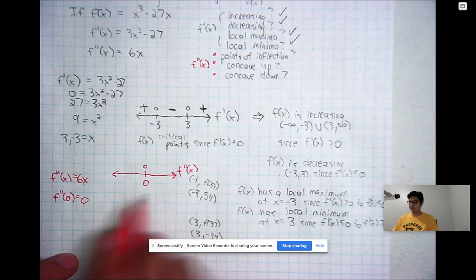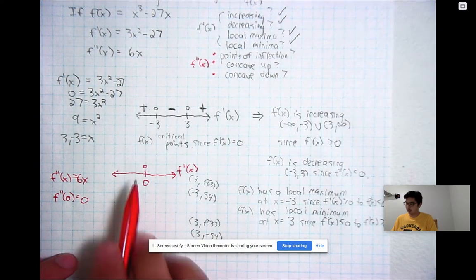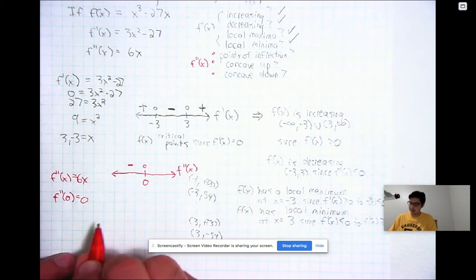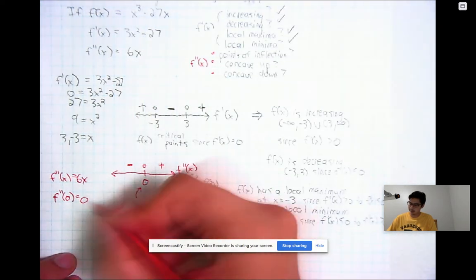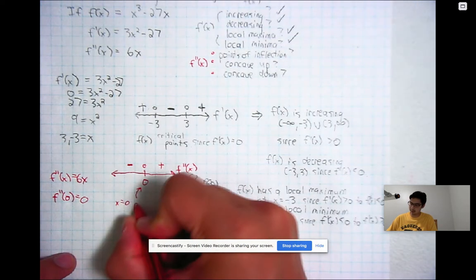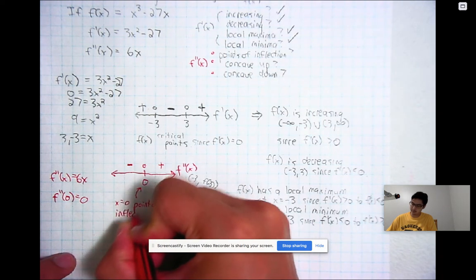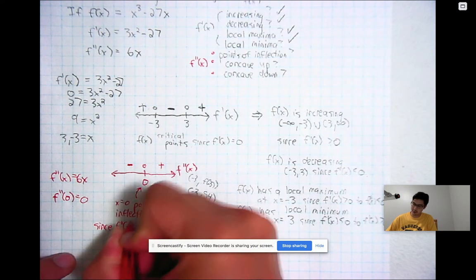Now, is that a point of inflection? Now, remember, point of inflection means it has to change signs. So what's happening to the negative? Well, 6 times a negative number would be negative, and 6 times a positive would be positive. So that, in fact, at x equals 0 is a point of inflection, since f double prime of x changes sign.